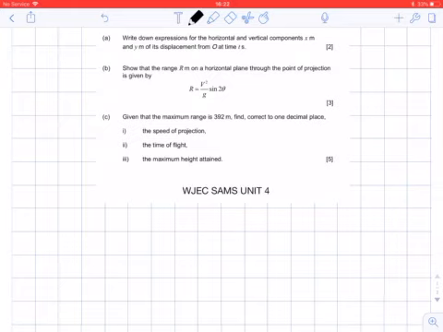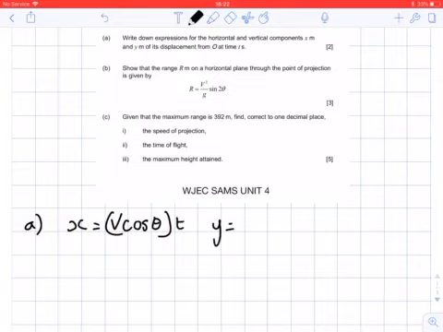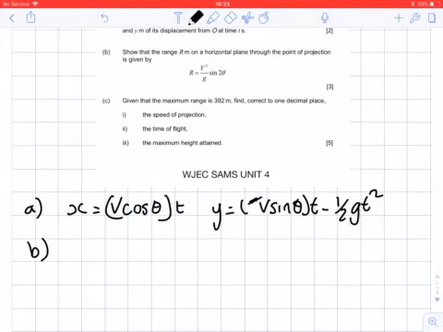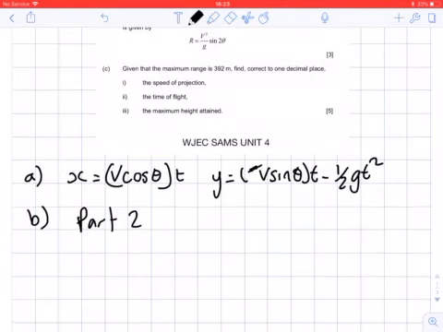So for part A, the displacements in the X and Y, I'm just going to give you those now, but these do come from my video part 5, the equation of the path of the projectile. X is equal to V cos theta times t, and Y is equal to V sine theta t minus a half gt squared. For part B, I would suggest that you look at my video of part 2, which is for the range of projection of a particle.